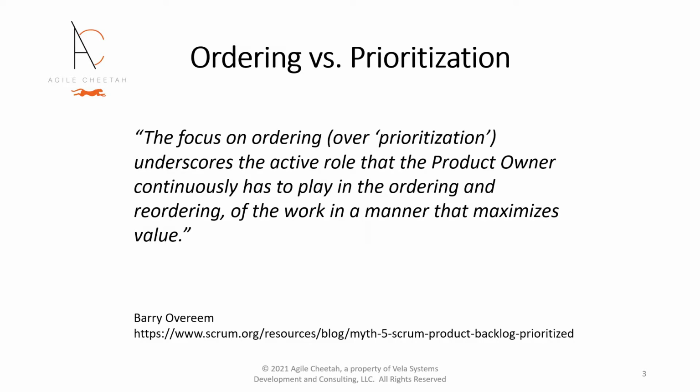As of 2011, the Scrum Guide began defining the product backlog as an ordered list instead of a prioritized list. Why was this change, and what is the difference between prioritizing a list and ordering it? As Barry Overeem states in his Scrum.org article, the focus on ordering over prioritization underscores the active role that the product owner continuously has to play in the ordering and reordering of the work in a manner that maximizes value. Simply stated, many factors influence when Scrum teams develop and release and what they do, not just what is considered most important from a business or mission perspective.